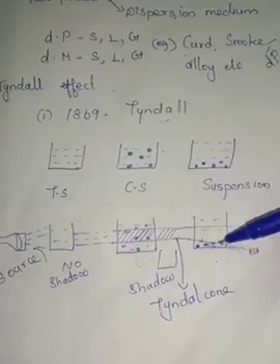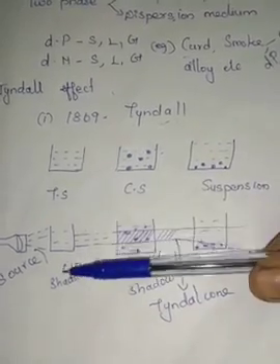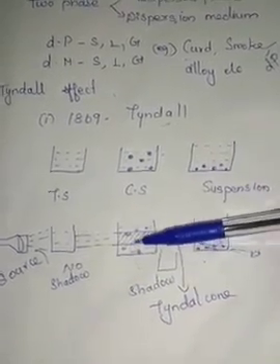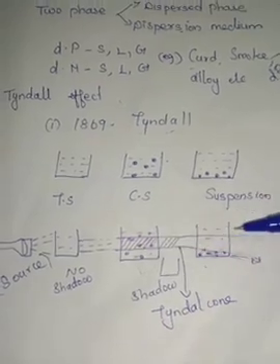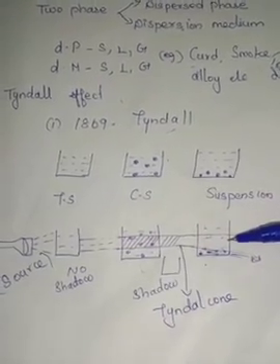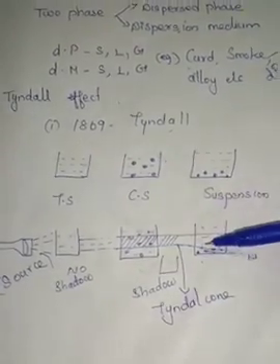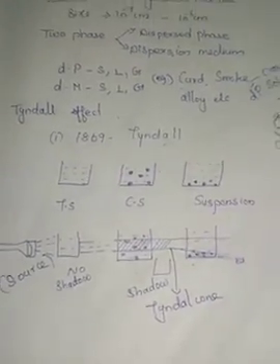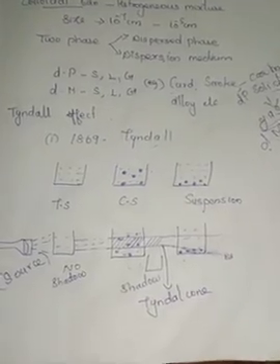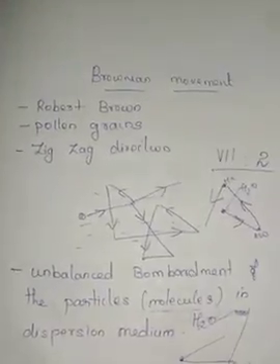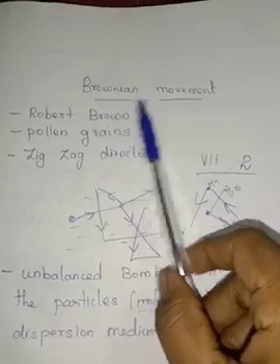In the home also you can do this. For a true solution, you can take salt in water. For a colloidal solution, you can take starch in water. Last one, suspension: wheat flour or sand in water. Send a beam of light, a torch light, and you can see the differences. Okay, students? So, Tyndall effect completed. Next one, Brownian movement.